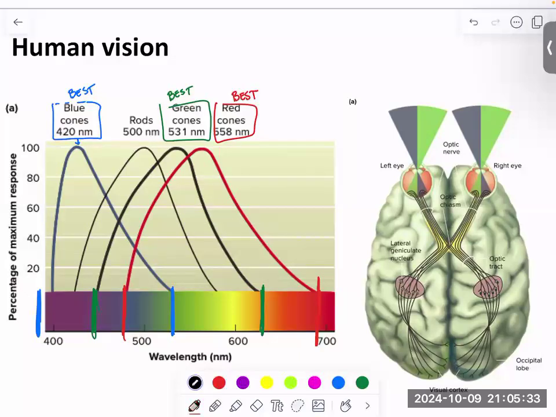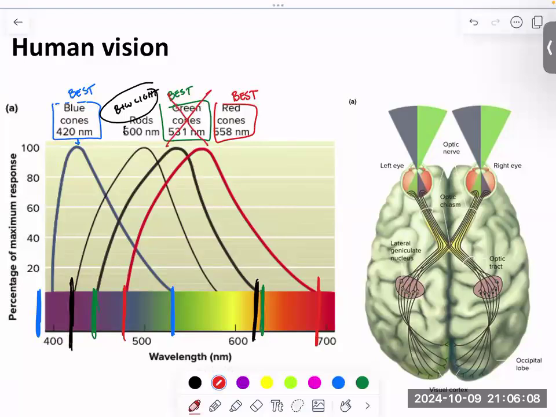Rods, remember, they're detecting black and white light. These are the colors from this region to this region that help you interpret resolution the best. Okay. Almost everyone is born with rods. Rods are very important for resolution, but there are some people who are born without certain cones.